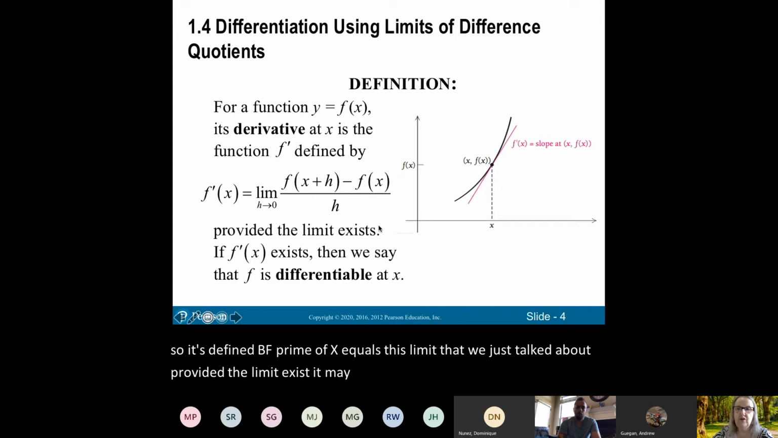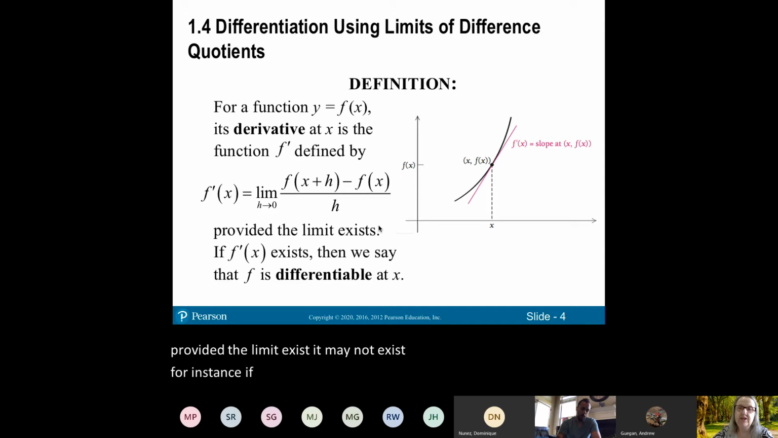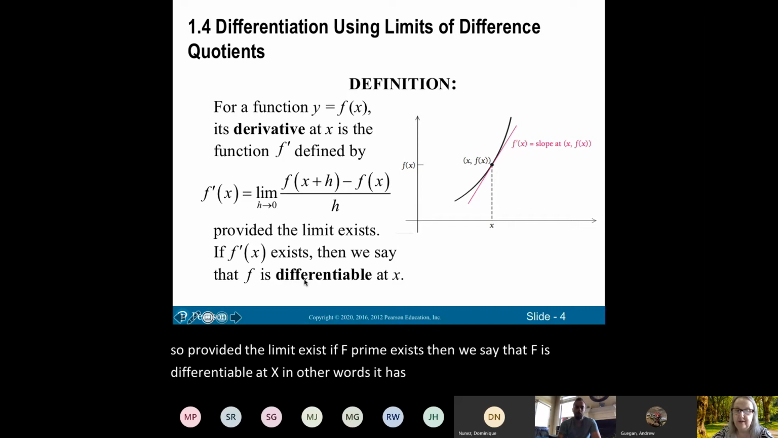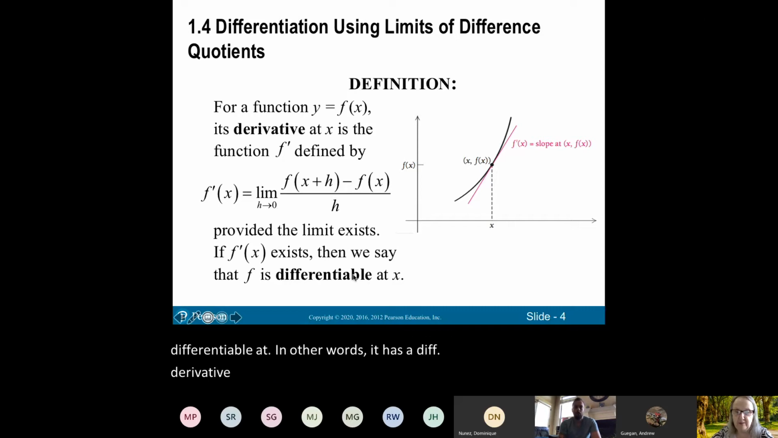For instance, if the tangent line that best approximates the curve at a point is a vertical tangent line, the slope of a vertical line is undefined. So that's a case where it wouldn't exist. Provided the limit exists, if f prime exists, then we say that f is differentiable at x. In other words, it has a derivative. We use the word differentiable.